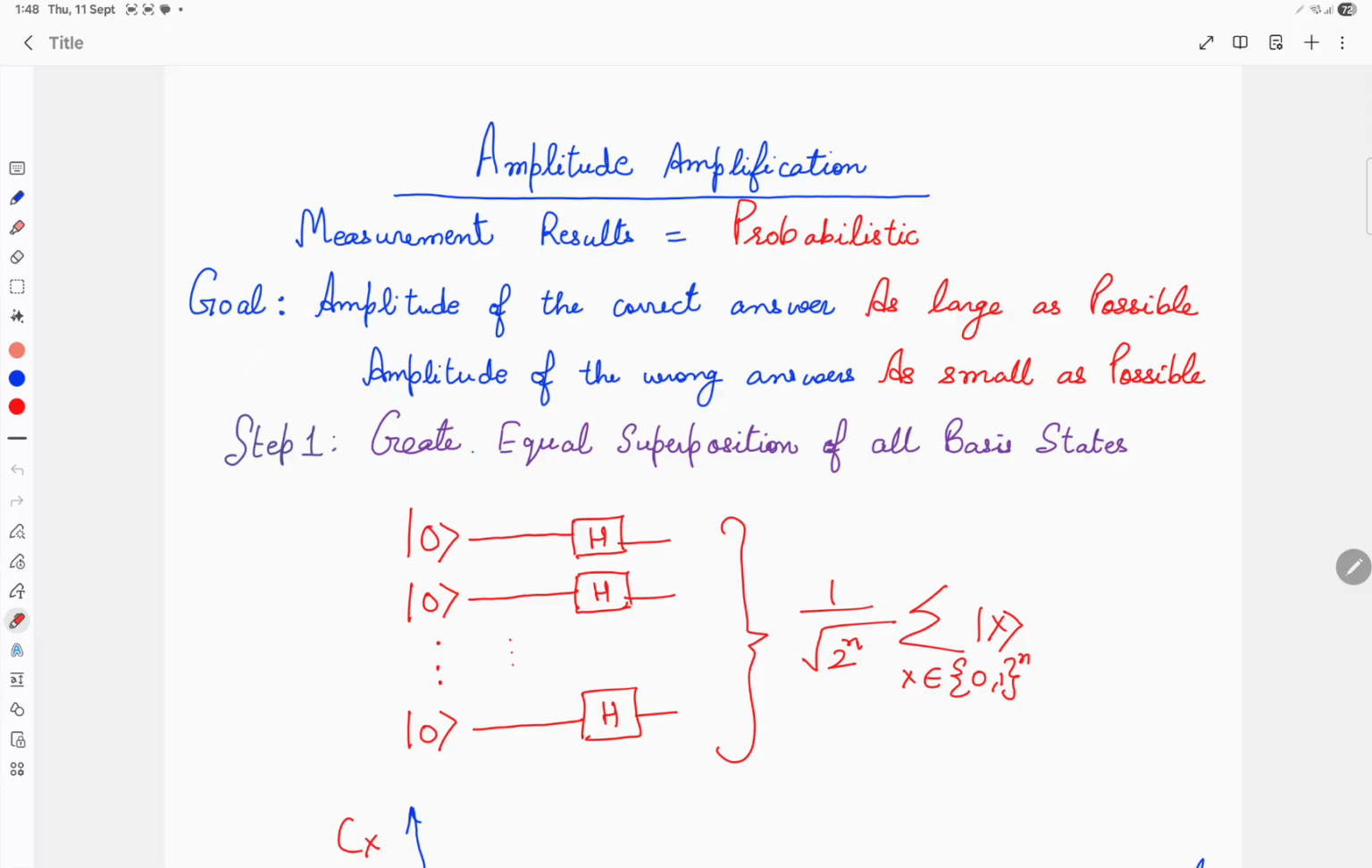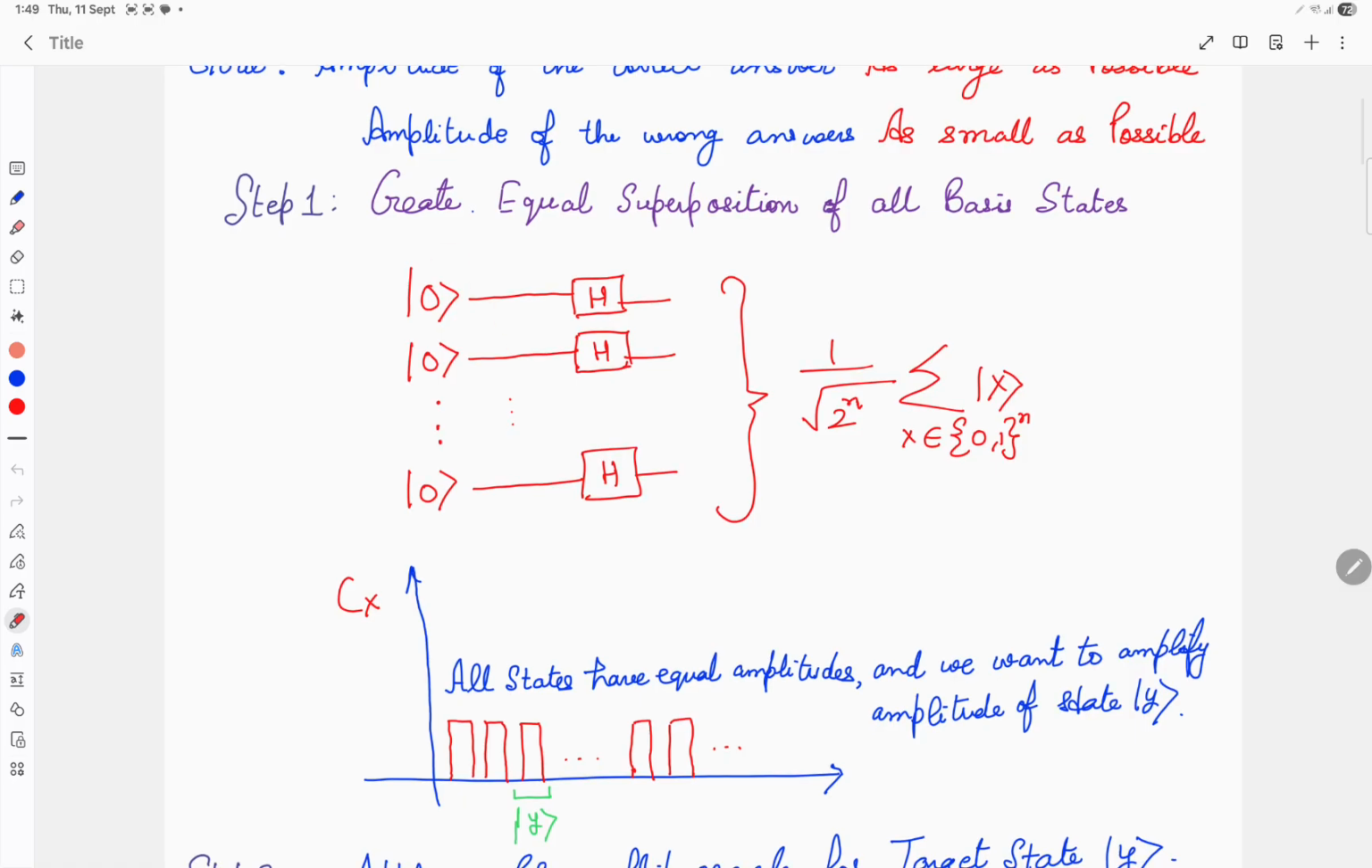Our goal in amplitude amplification is that the amplitude of the correct answer should be as large as possible and the amplitude of the wrong answer should be as small as possible. So what is the first step in amplitude amplification? We will create an equal superposition of all basis states. So if we initialize the quantum state with all zeros and apply the Hadamard gates, the output will be an equal superposition of all the basis states.